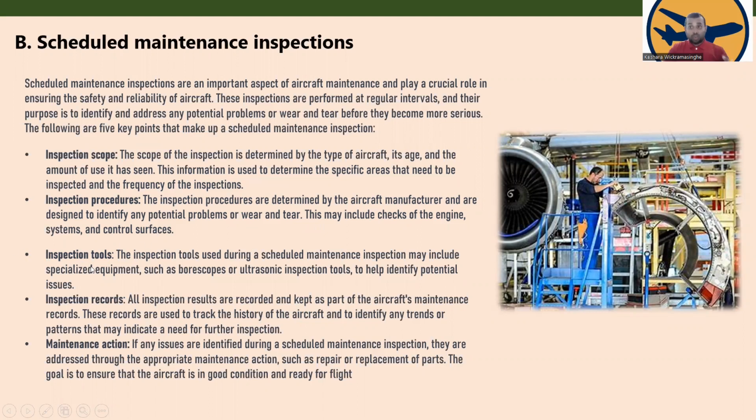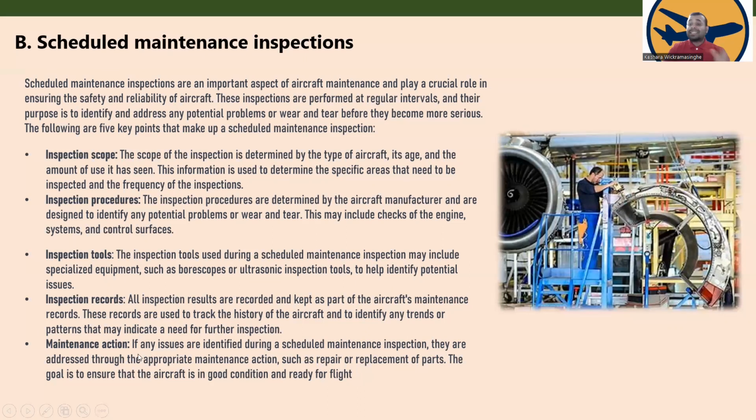And now the inspection tools. The inspection tools used during a scheduled maintenance inspection may include specialized equipment such as borescope or ultrasonic inspection tools to help identify potential issues. Next one, inspection records. All inspection results are recorded and kept as part of the aircraft maintenance records, and these records are used to track the history of the aircraft and to identify any trends or patterns that may indicate a need for further inspection.